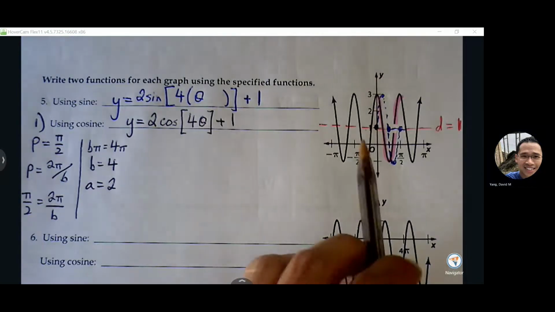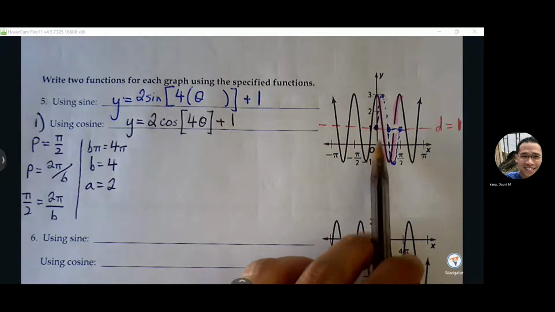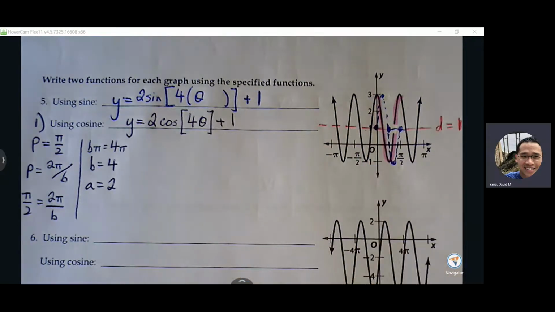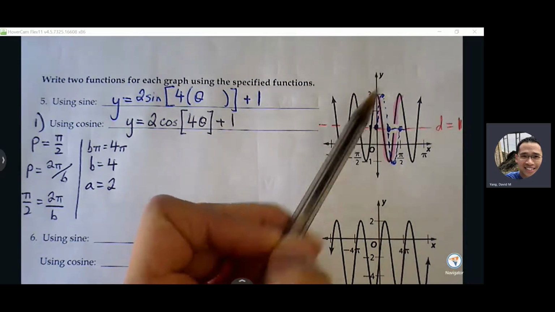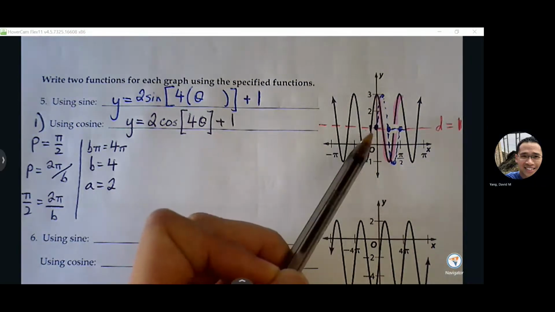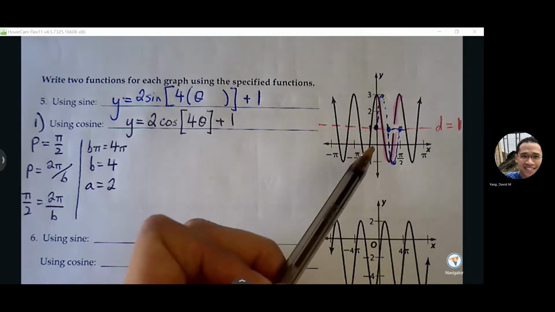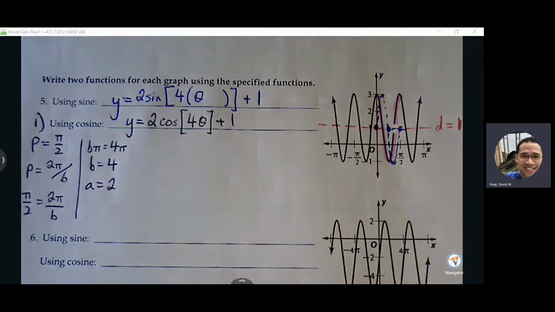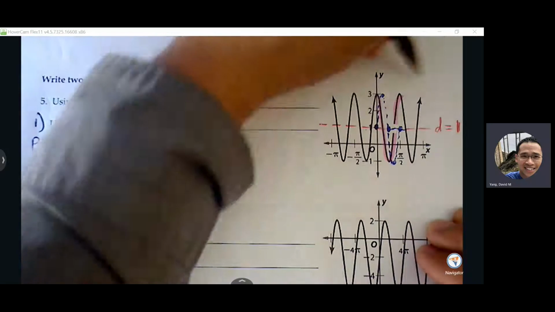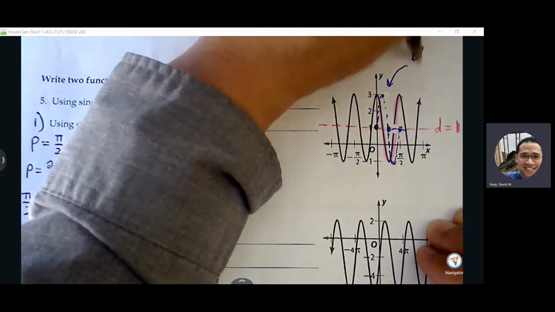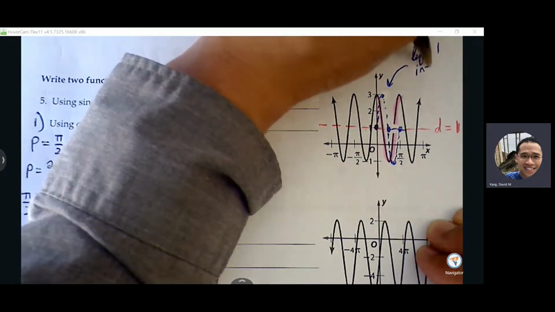Now, how many clicks do we have to move it so that it will line up with the solid graph? Take the dotted graph and move it in which direction? Left. And it's exactly one interval over, right? So I need to move the graph left one interval.